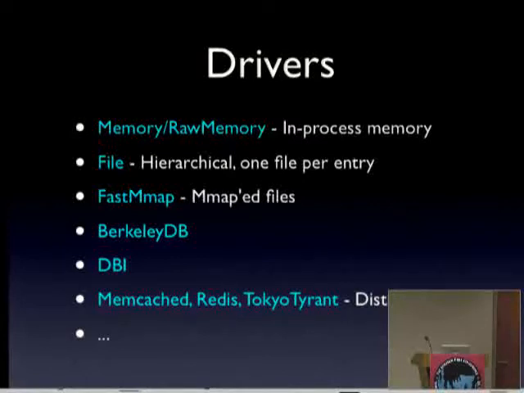You've got Fast mmap, which is memory map files. It's faster. Berkeley DB is also faster. These all pretty much work on a single machine. And then you get into these distributed caches that work on multiple machines.